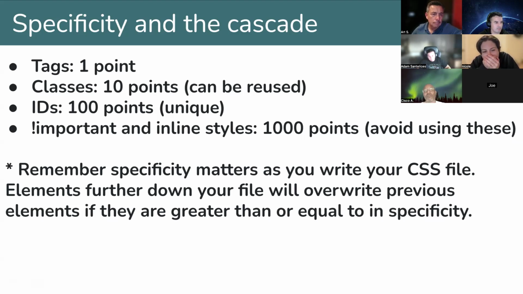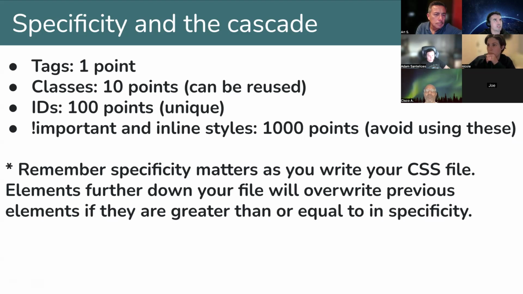And as you write, your CSS file is going to get very long, and you're not going to be able to overwrite your previous styles if you gave a bunch of IDs out. So remember, specificity matters as you write your CSS file. Elements further down your file will overwrite previous elements only if they're greater or equal in specificity. So the general rule of thumb is use as few IDs as possible. Never use !important for anything. Style everything simply with tags and classes, and that's it.